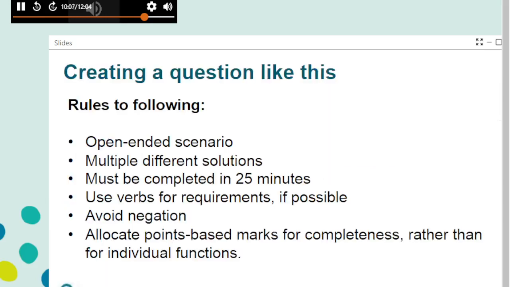Any open-ended scenario is suitable for this type of question. However, the exam time constraints need to be considered. Students should be able to complete the task in 25 minutes. In this particular problem, it isn't important that students actually understand the formula for calculating the volume of a cone. All that matters is that the formula can be read as an arithmetic expression and can be translated to Python.